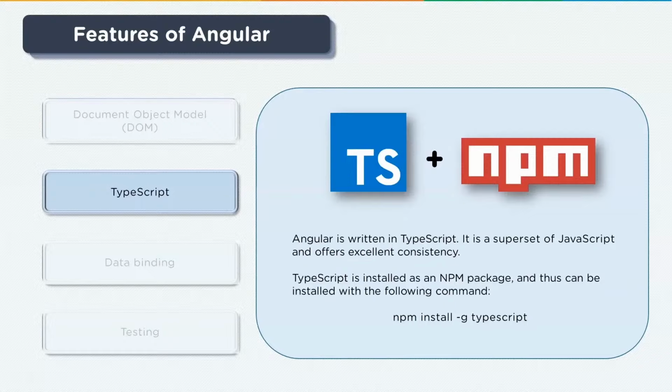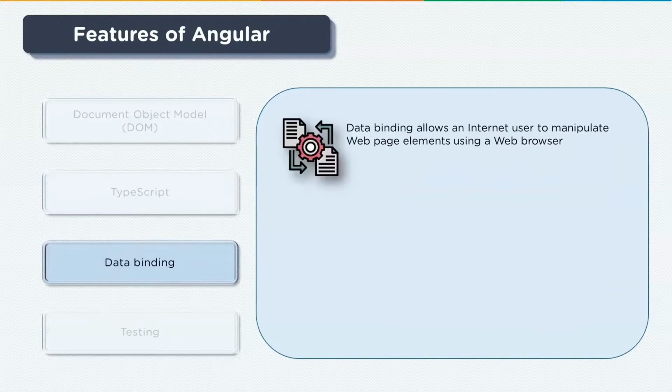Now, TypeScript can be installed as an npm package. To do that, you just have to run the command npm install -g TypeScript on your command prompt. Next up is data binding.